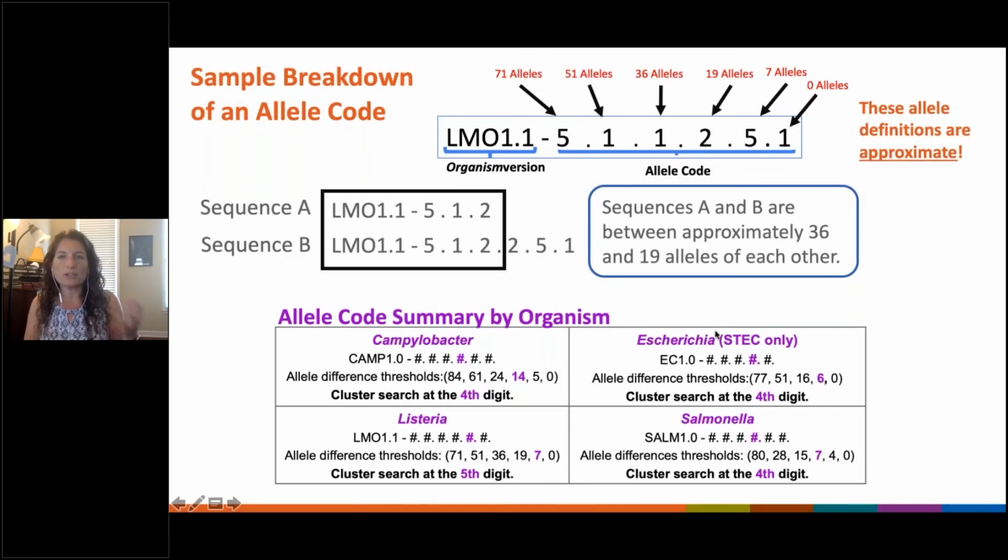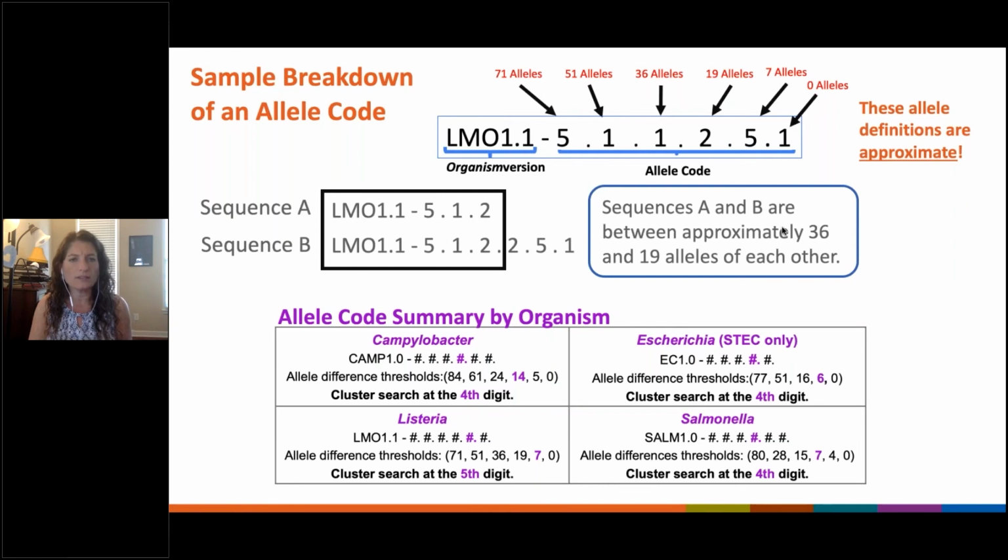Then with each number, as you go further into the allele code, you'll notice the number of alleles goes down. If you're looking at your example here of sequence A and sequence B, they match up to the third number. That just means that sequences A and B are approximately 36 and 19 alleles of each other. You can see that up at the top in the code: if they match at the third digit and don't have the fourth digit, they're somewhere in between those two. They're not exact, but it's a tool that gets you closer to seeing which ones are more alike.